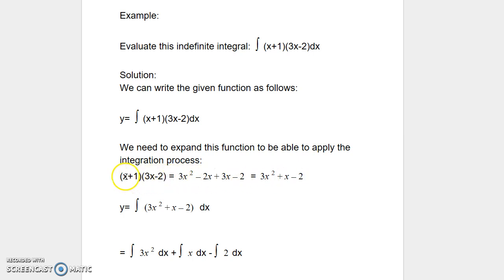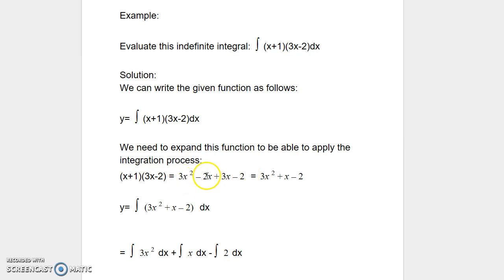When we expand that, we're going to multiply the first terms, multiply the second terms, multiply the inner terms, and multiply the outer terms. We're going to use the FOIL method. So x times 3x is 3x squared. x times negative 2 is negative 2x. 1 times 3x is plus 3x. 1 times negative 2 is negative 2.